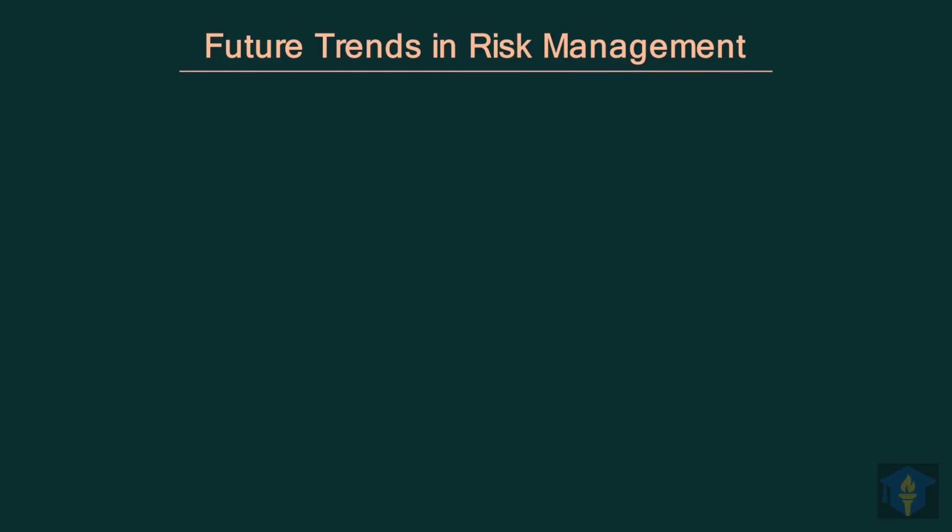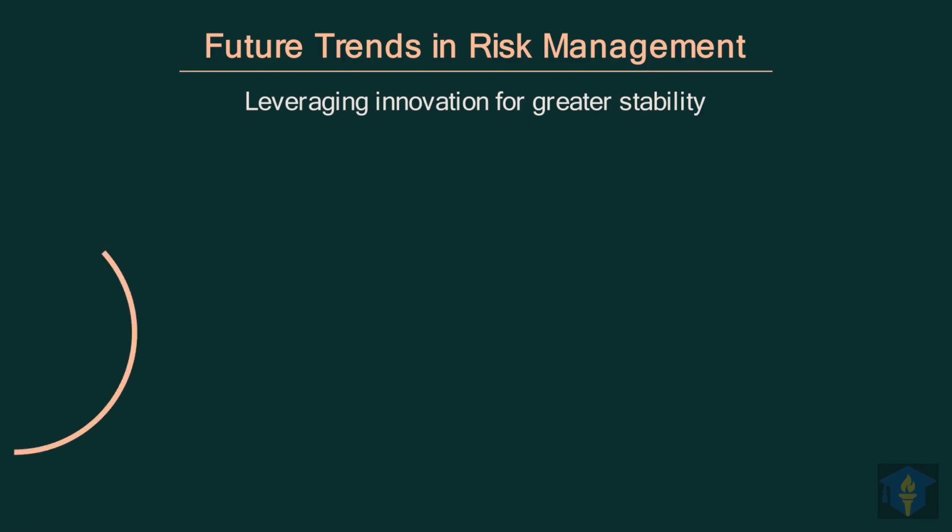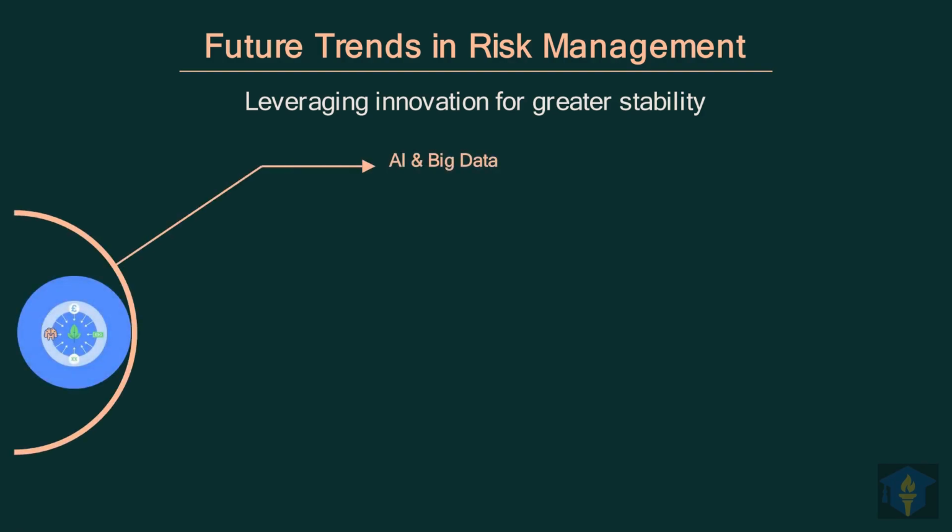Let's now look at the exciting future trends in risk management, leveraging innovation for greater financial stability. These emerging trends promise to enhance our ability to predict, assess, and mitigate risks more effectively than ever before. Artificial intelligence and big data are revolutionizing risk management, by enabling more sophisticated analysis. AI-driven models significantly improve real-time risk detection and prediction, offering proactive insights into potential threats.